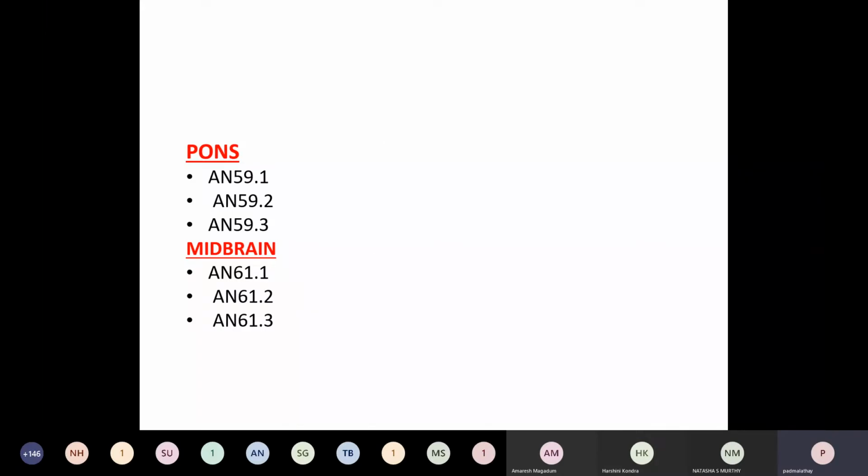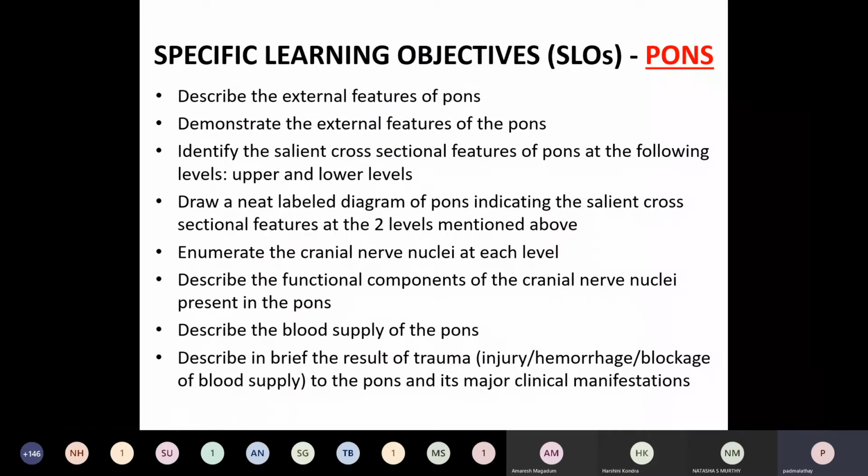So these are the competencies for the two topics. For the pons, these are the competency numbers, and for the midbrain, these are the competency numbers. The learning objectives of today's class for the pons: by the end of the session, you should be able to describe the external features of the pons, which are present on the ventral surface and dorsal surface, and also demonstrate the external features. Then you should be able to identify the features present in the cross section of the pons.